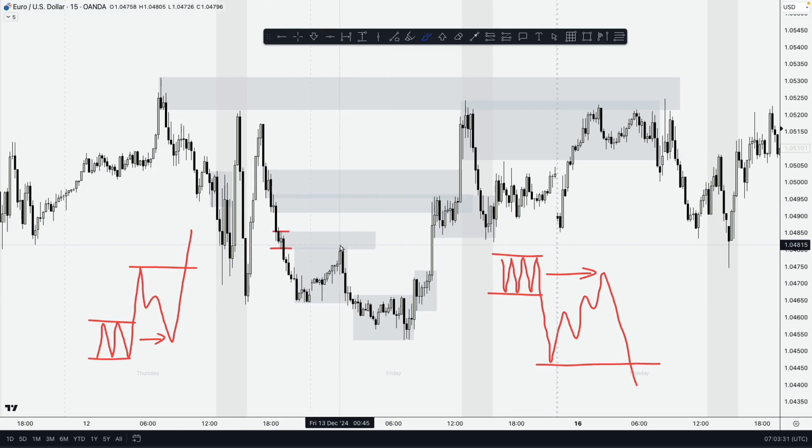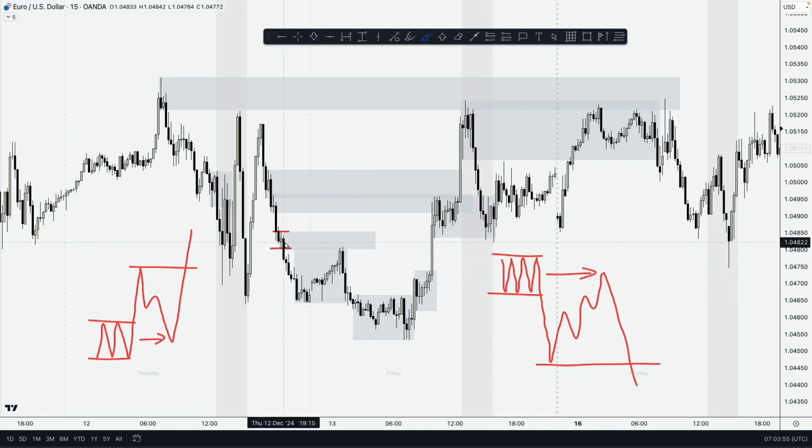Now, we have to understand the logic of how price moves and how the banks move price, because once we can understand how they move price and the logic of how they enter their positions into the market, that can then help us to understand the story of what's going to happen next.